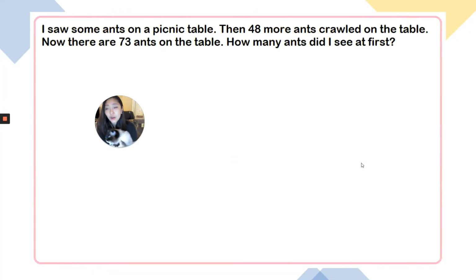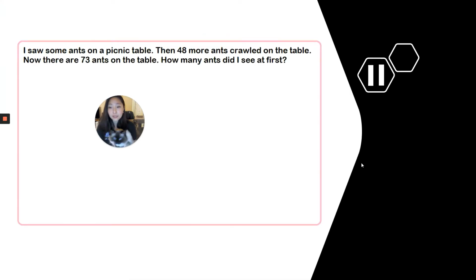So, I saw some ants on the picnic table. Then, 48 more ants crawled onto the table. Now there are 73 ants on the table. How many ants did I see at first? So this is a tricky problem, but let's do our retelling.